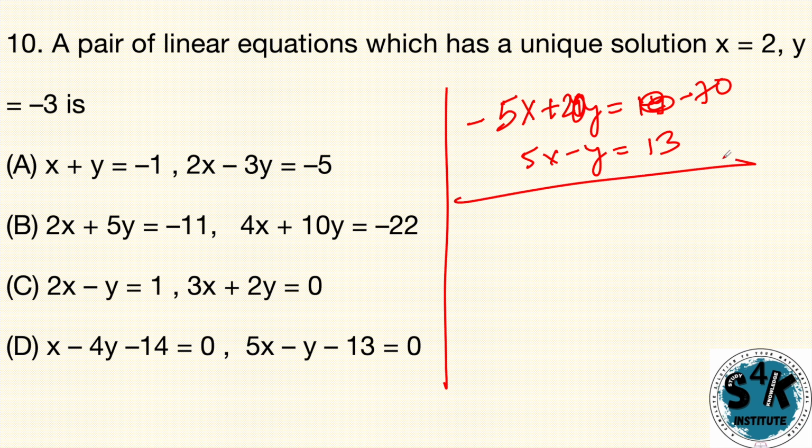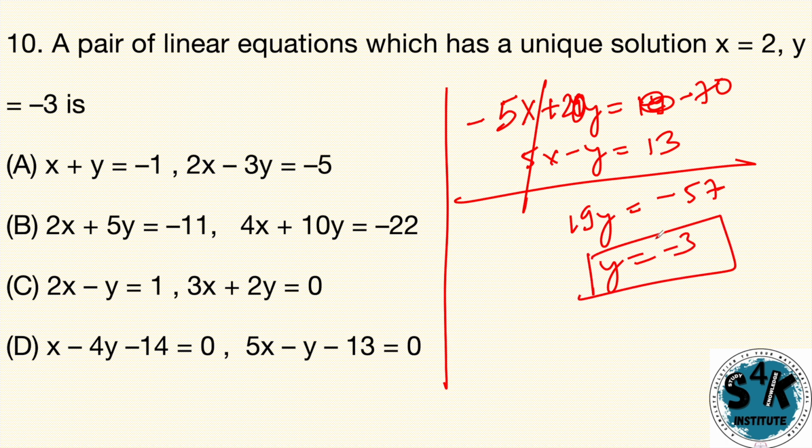Okay, so if I add all these, this gets cancelled, this becomes 19y, this becomes minus 57. So value of y will be minus 3. The moment I get y is equal to minus 3, I will substitute in 1.